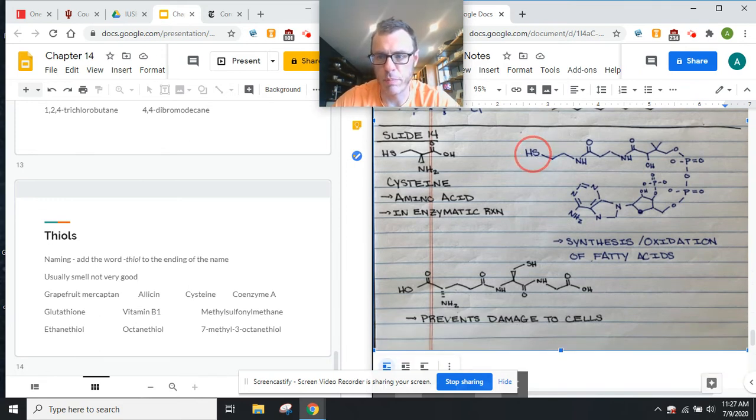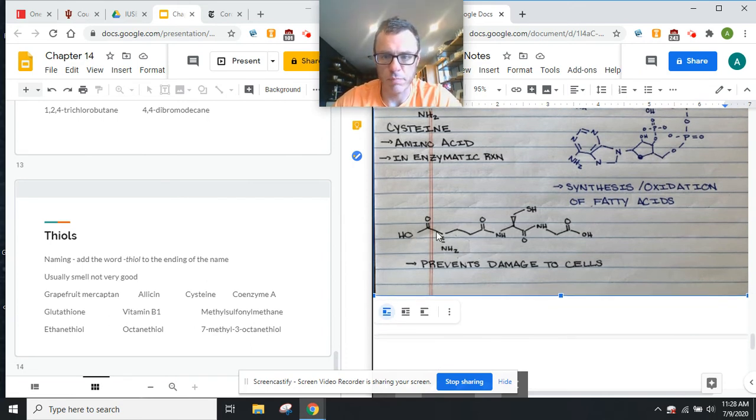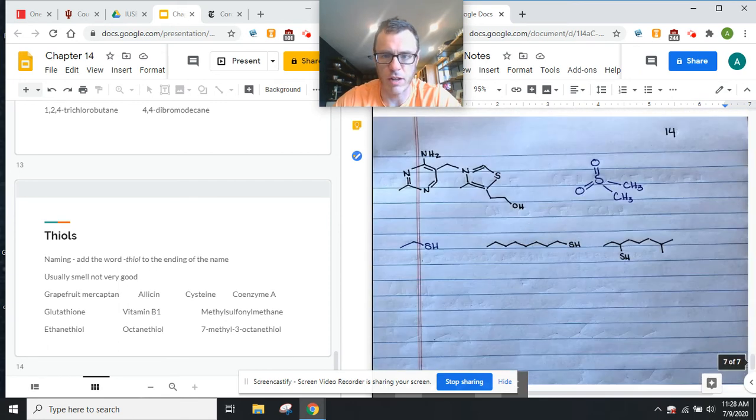There's your sulfur group up there, but it's a huge compound. We're not going to draw that a ton. We're going to call it CoA, like big C, little O, big A. CoA. That's it. Synthesis and oxidation of fatty acids. So this is what we need. Glutathione. We got our little SH group there that prevents damage to cells. That's awesome. Vitamin B1, love those B vitamins. This is methylsulfonylmethane, which I think is MSM, that's getting some love right now.